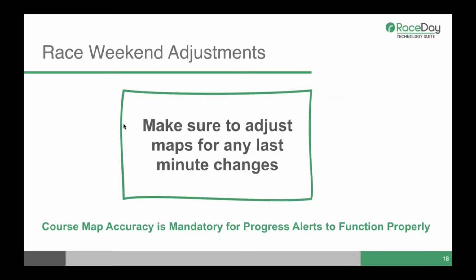So race weekend adjustments, again, this is really important here. Course map accuracy is mandatory for progress alerts to function properly. So we need to have the correct maps loaded into RaceJoy. If there are any last minute changes, just be sure to update your RaceJoy maps to reflect these changes. You guys are the eyes and ears on this race. Hopefully the race directors will inform you when changes are coming, and if there are any last minute changes, they'll let you know, and then you can go ahead and update those courses on RaceJoy.